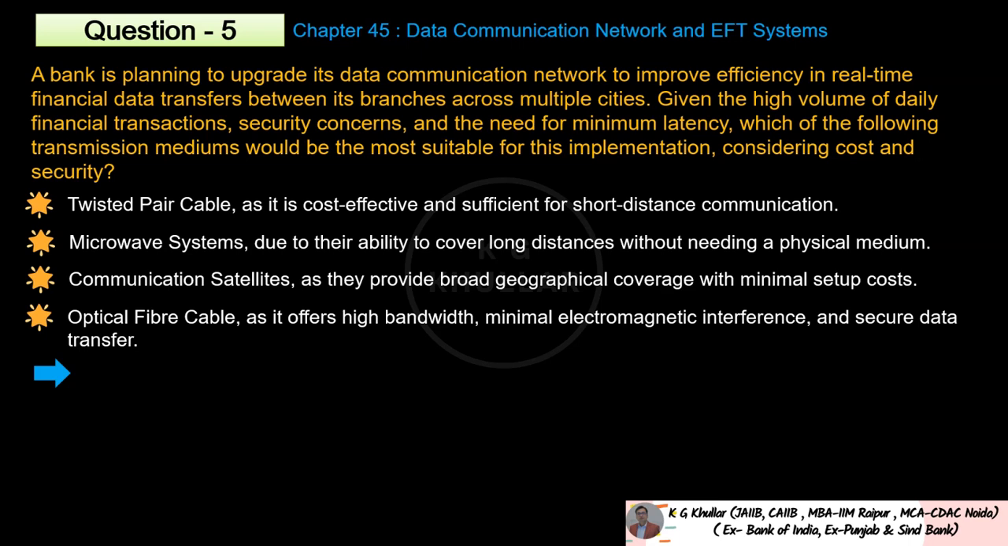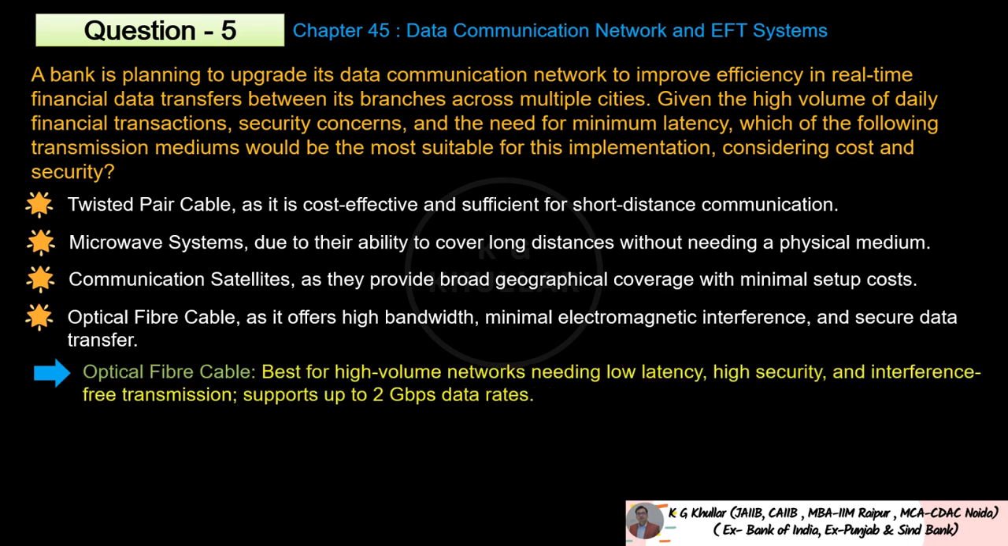Now friends, please note, for a high value data network that needs to maintain low latency, high security and minimal interference, optical fiber cable is the best choice. It offers extremely high data transfer rates, that is up to 2 gigabytes per second. Not only this, it also provides secure transmission unaffected by electromagnetic interference and reliable connectivity.